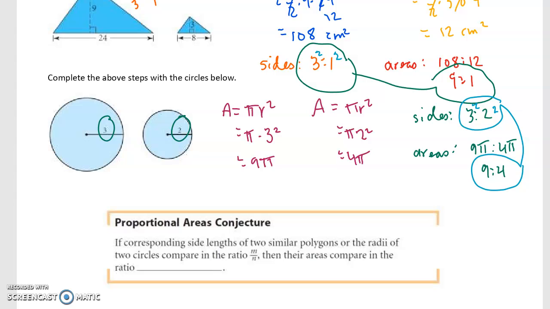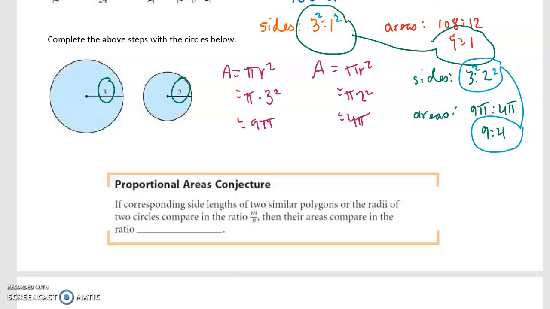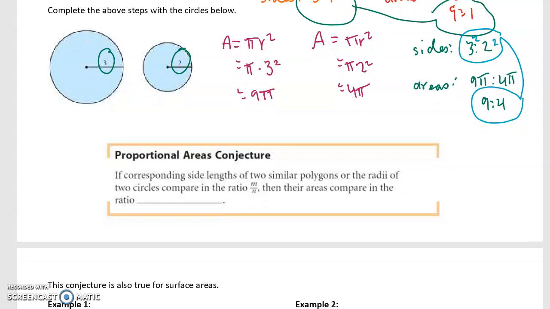So our conjecture is if corresponding side lengths from two similar polygons, or the radii of two circles, compare in the ratio of m to n, then their areas compare in the ratio m squared to n squared. Again, our m to n was, for example, 3 to 2. That was our m and our n. Then m squared would be 3 squared, which is 9, and n squared was 2 squared, which is 4. So this is the sides, and this would be the areas.